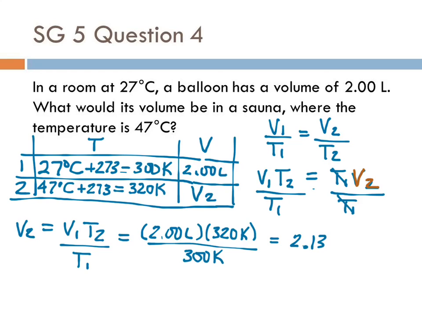These temperatures, we were a little sloppy in how we wrote them, as we often are with temperatures. Our original temperatures were given to the nearest degree, and then when we add 273, we end up with 3 significant figures in both of our temperatures. The volume had 3 significant figures, and so that's why I'm reporting my answer as 2.13 liters.